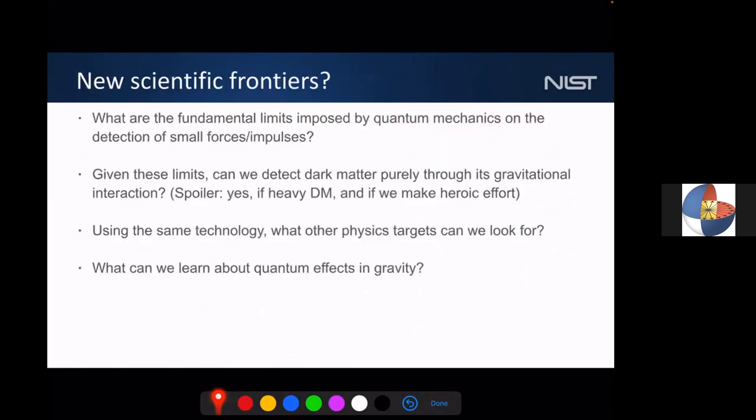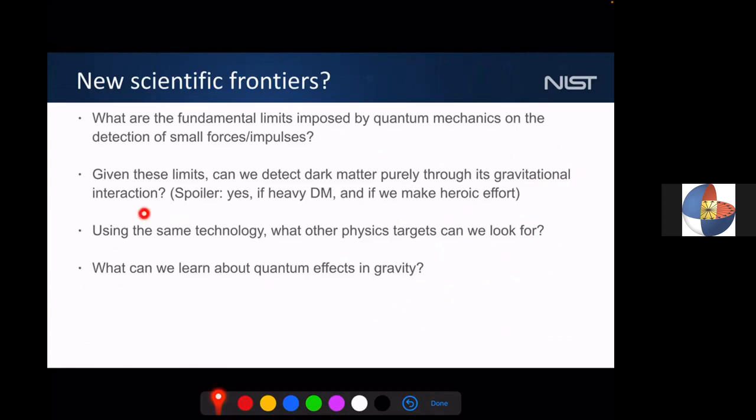Nonetheless, you know, what are the scientific frontiers here? Actually, one of the questions that we have is, you know, what are the fundamental limits for this small detection of forces and impulses? It's going to be critical for both entanglement tests and also for this dark matter type test. I think the answer, by the way, is yes, we could probably detect dark matter if it's heavy enough through its gravitational interaction, but it is heroic.